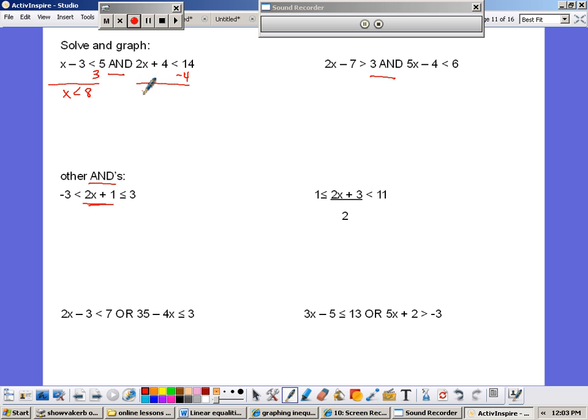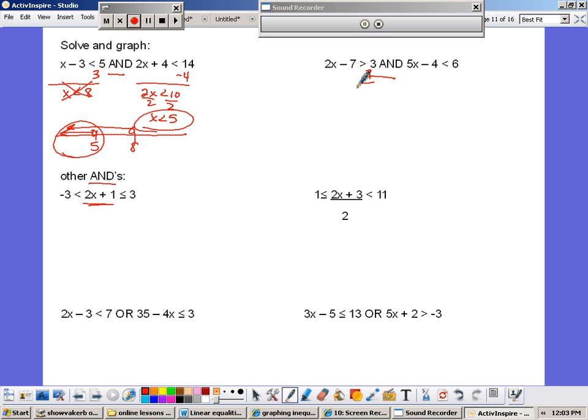Subtract my 4, divide by my 2, and I get this. Now, I always graph them because an and is supposed to be colored in between. I have an 8 going this way and a 5 going this way. Where's the overlapping at? Because an and is an overlap. Well, the overlapping starts here. So this is not part of the solution. That's the only solution because I'm looking for the overlap.